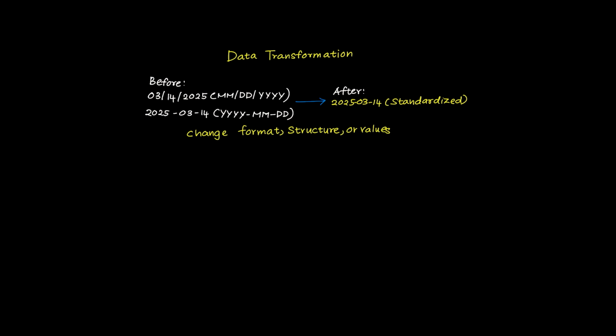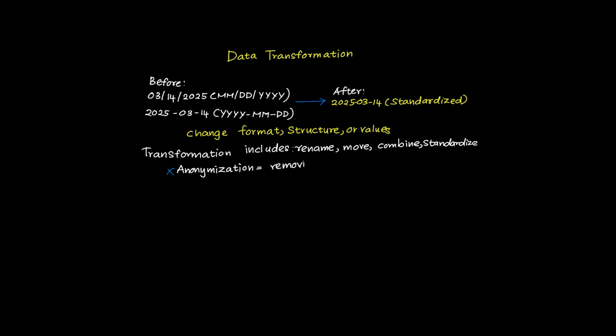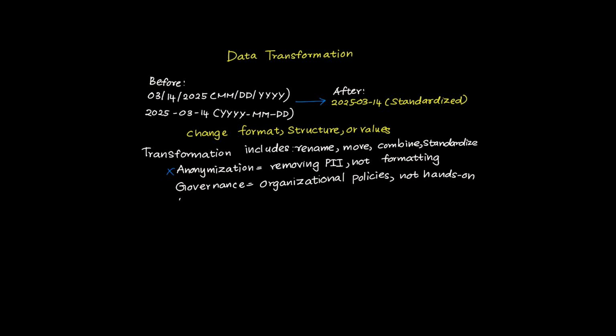Standardizing dates, renaming columns, reformatting values before a merge. All transformation activities. The study notes list these explicitly: renaming, moving, combining columns, standardizing variable names, and saving files in different formats. Data anonymization removes personally identifiable information. Changing date formats has nothing to do with privacy. Data governance creates formal policies for managing data assets. The analyst is doing hands-on work with the data, not writing organizational rules. Data replication copies data to multiple locations. The analyst is changing formats within a dataset, not duplicating it elsewhere.